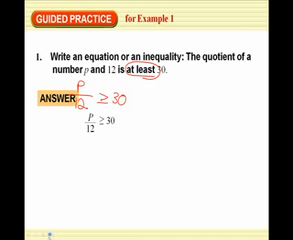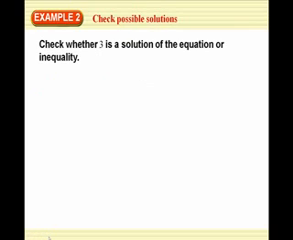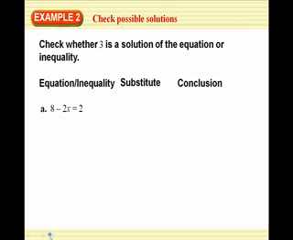And let's see if I have a solution. There it is. Check whether 3 is a solution of the equation or the inequality. So we're going to substitute 3 in and see if it works.